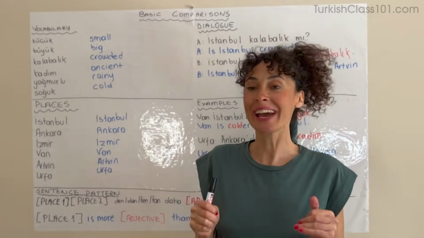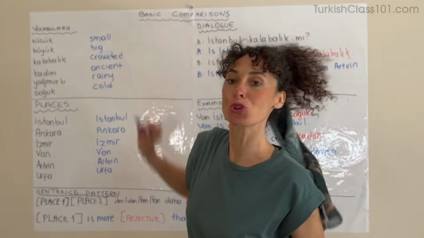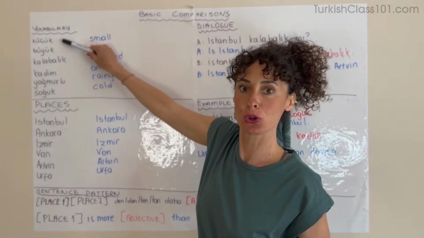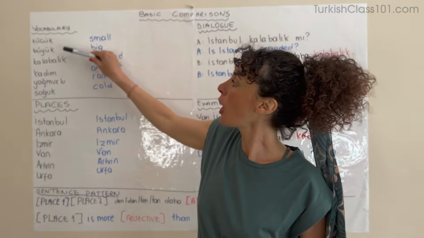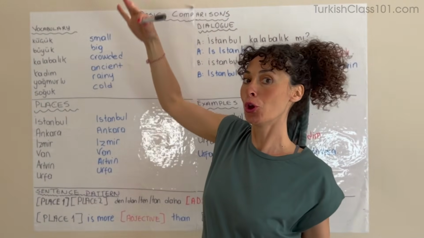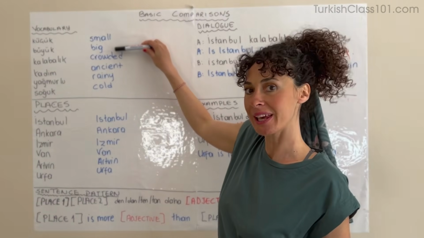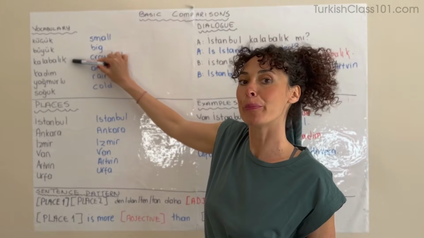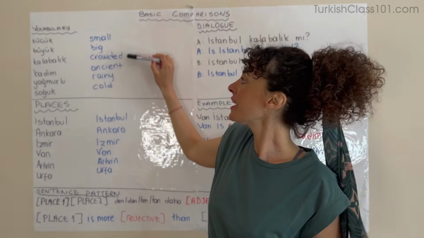Okay, let's look at our vocabulary first. Küçük. Small. Büyük. Big. Kalabalık. Crowded.